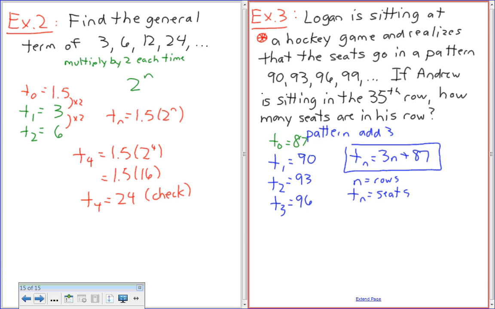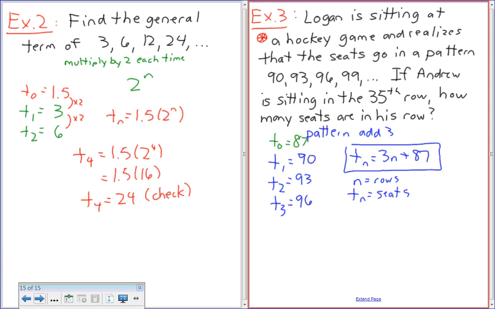Is everyone comfortable with 3n plus 87, where that came from? Why do you have to include the 0? Well, because otherwise, it is like your beginning. That's what you're going to need, right? Think about it like a y-intercept. It's just like your starting point.